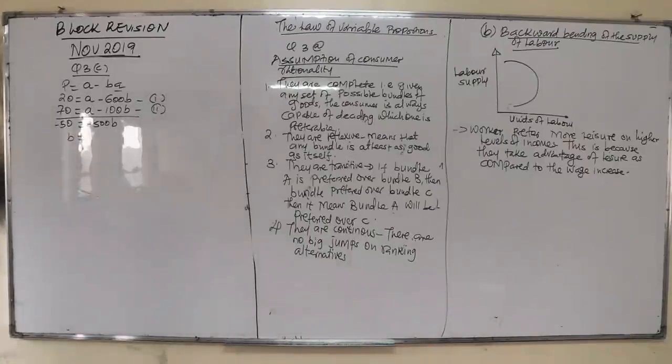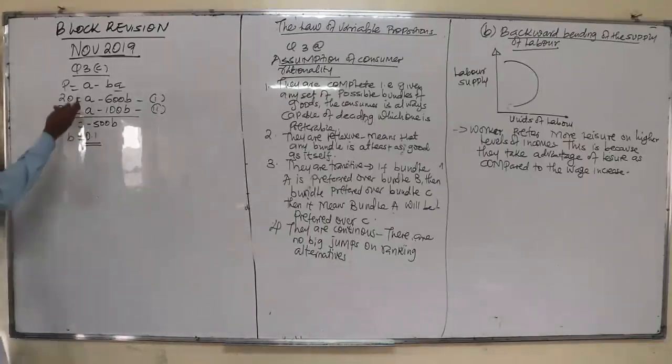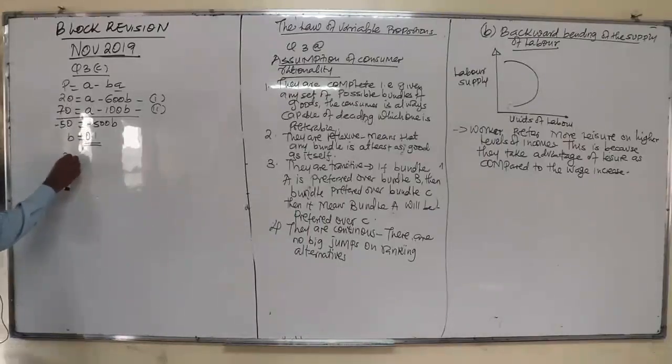Now, I have the calculator. Are you sure it's 10? It's 0.1. Okay, are we together? Then you equate from here. We know either of this equation is equal to A minus 600.